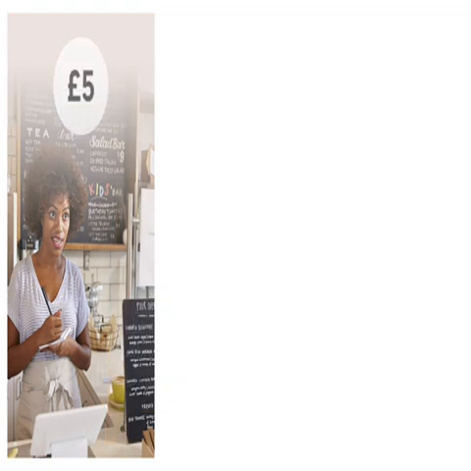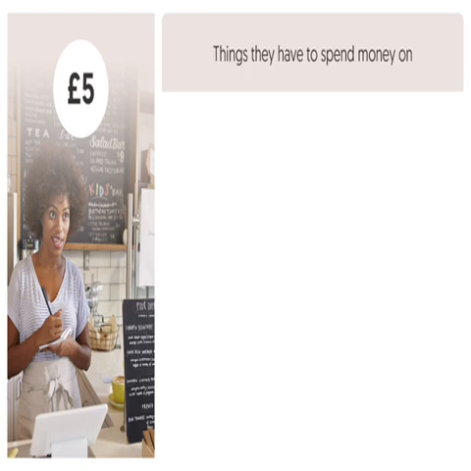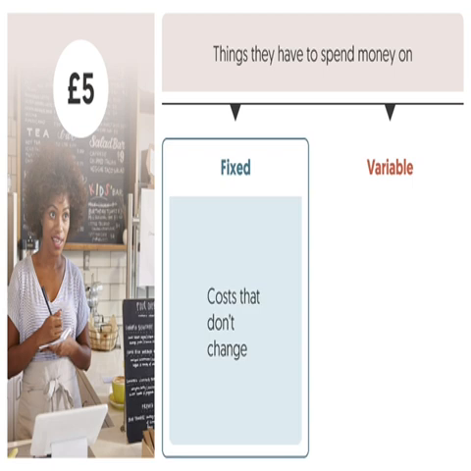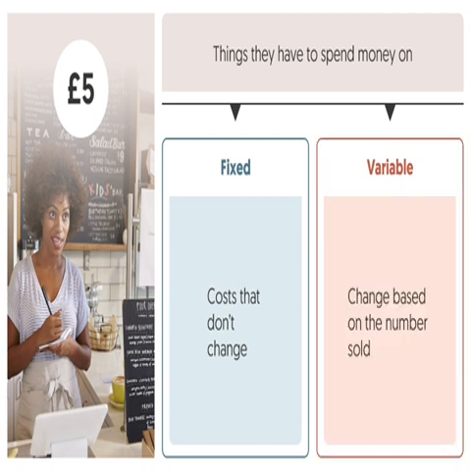Does this mean the coffee shop ends up with £5? Well, no. They have lots of things they have to spend money on. There are two main types of costs. These are fixed and variable costs. Fixed costs are costs that don't change no matter how many things you sell, and variable costs do change based on the number sold. Let's look at an example with the coffee shop.